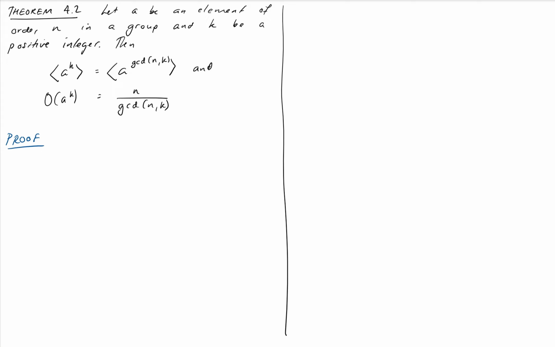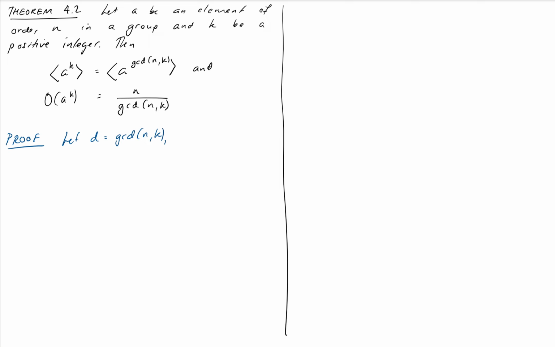Right, so what do we got? We've got a as an element of a group with order n, and k is a positive integer. Now we need to make use of the GCD, so let's define that. I'm just doing a little bit of setup here. We need to define a couple of things. So let d be the GCD of n and k.